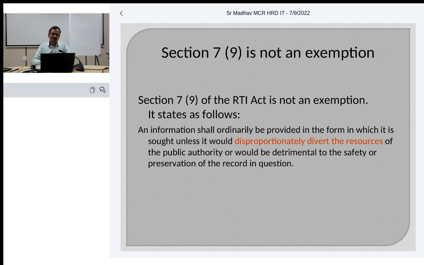Here they are changing the format. They may send photocopies of that information. Another example is where a large number of files and true copies, photocopies, are sought, where it is very difficult unless you spend a lot of resources to provide photocopies. Then the public authority can offer inspection of records instead of providing photocopies. In this way, we can change the format of disclosure if it meets these two conditions.